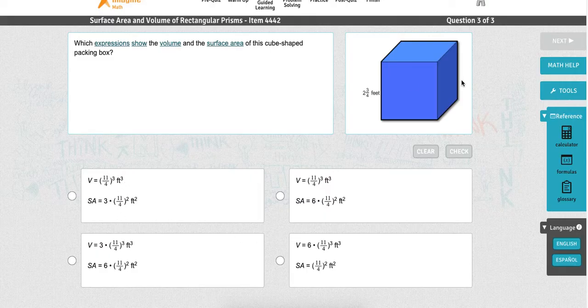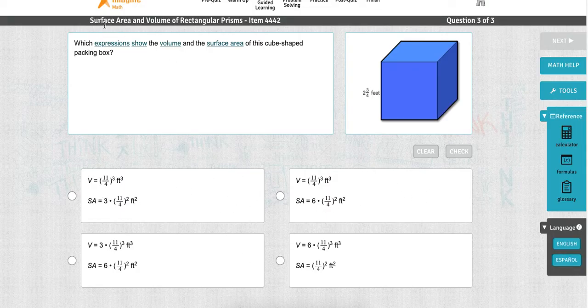But when I'm looking for volume, am I going to need to multiply it by the number of sides the shape has? No, so that means these are wrong. They just can't be right, okay? So that leaves us with these two, okay?